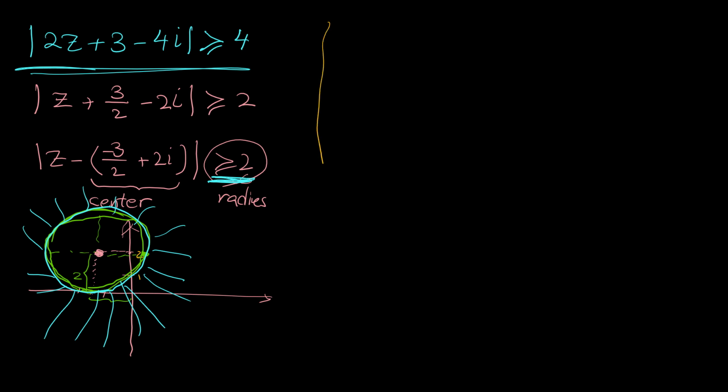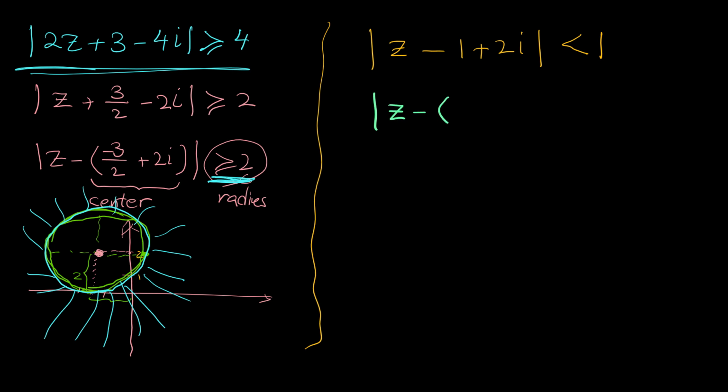Let me show you one more example. What about this equation? Absolute of z minus 1 plus 2i less than or equal to 1, or just less than 1. What about this? First, we factor a negative. Then we have 1 minus 2i less than 1. This is the center of the circle, and this shows the radius of the circle.